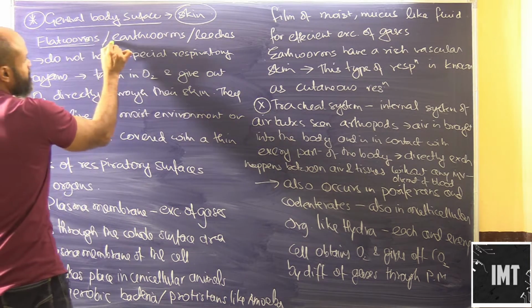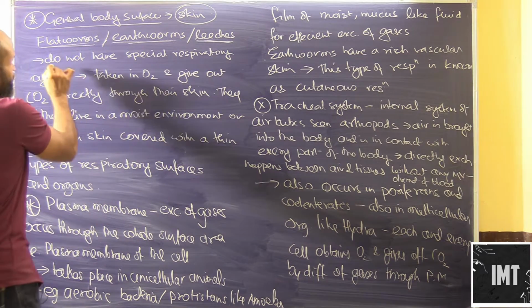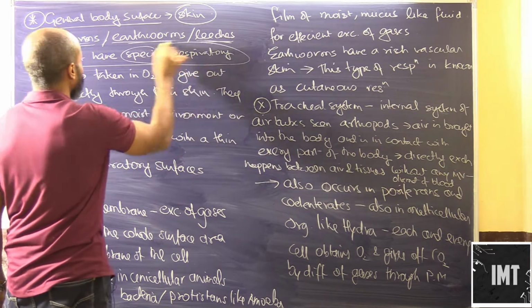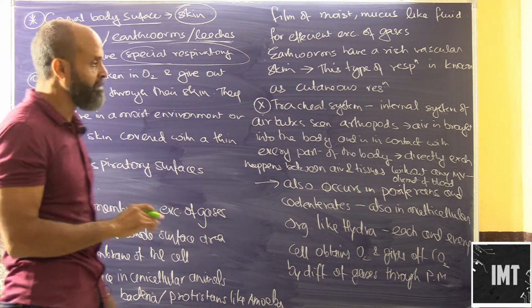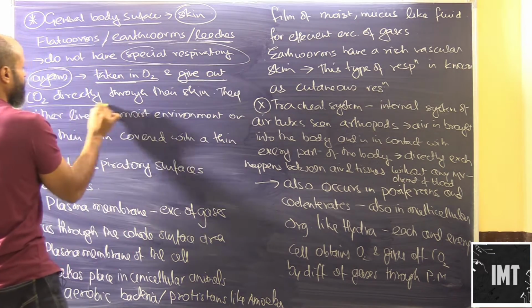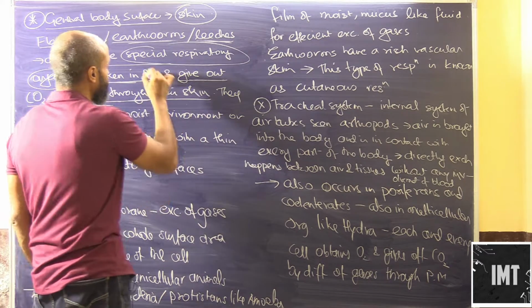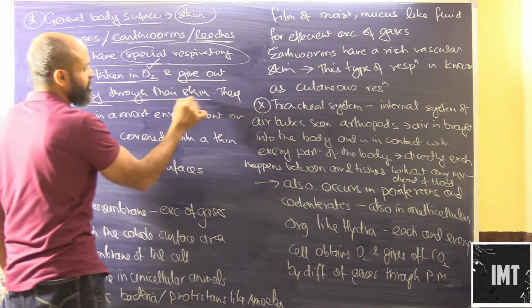Let's say flatworms, earthworms, leeches, most of the crawling creatures, they do not have special respiratory organs. Their skin itself behaves as a respiratory organ. So they take in oxygen and give out carbon dioxide directly through their skin.